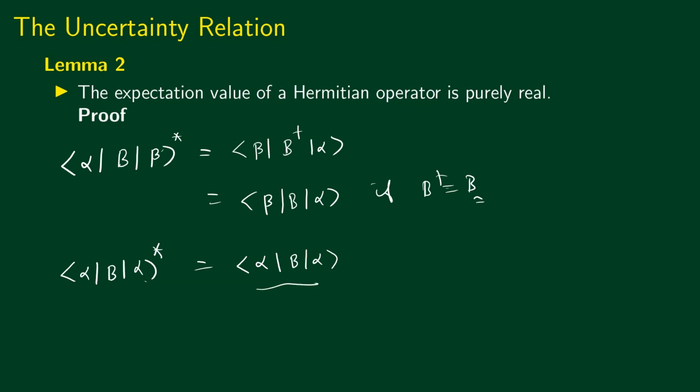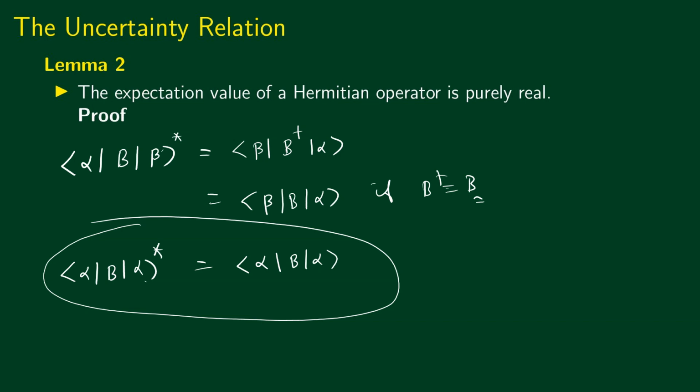This can happen only if these things are purely real. There cannot be an imaginary part. If you have an imaginary part, then the complex conjugate will not be the same. So this simple proof says that the expectation value of a Hermitian operator is purely real. So that's lemma 2 needed for our proof.